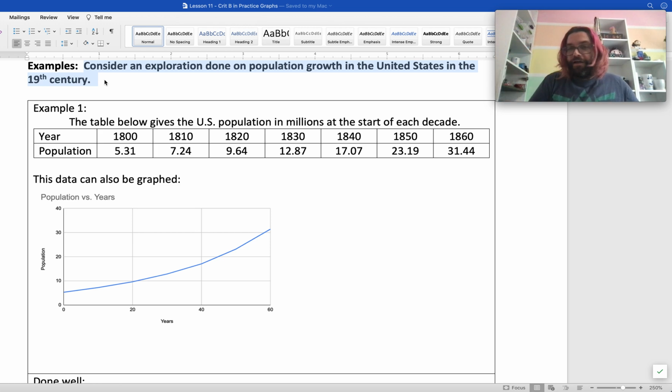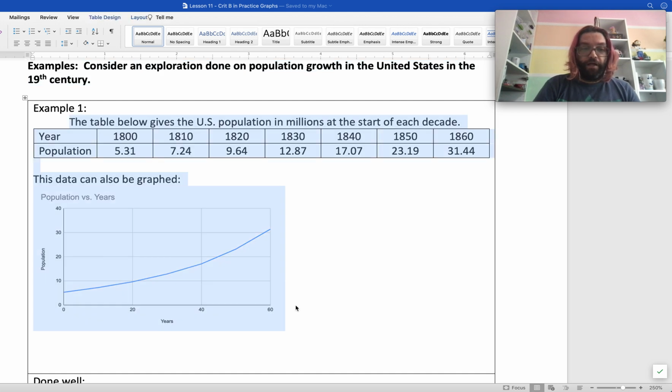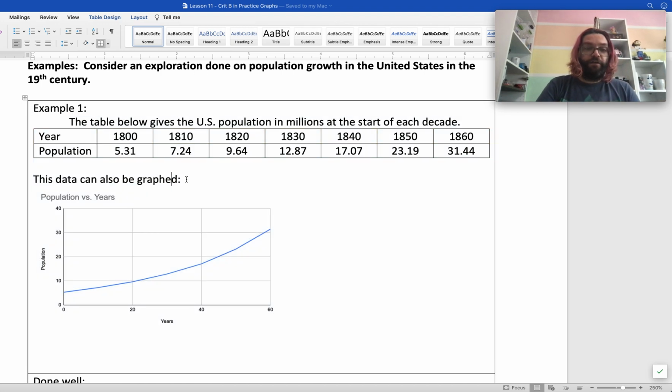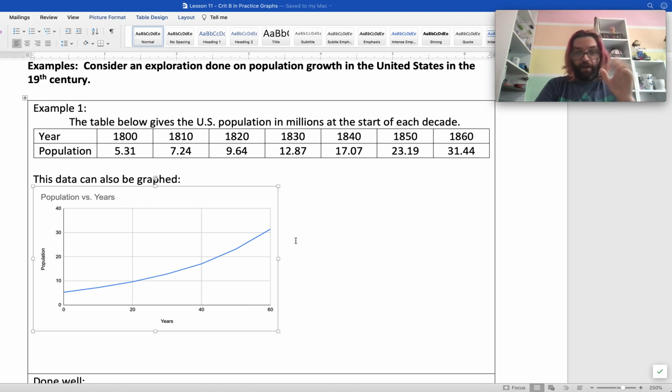Not what I'd want to write an IA about, but it's the data that I found. So here's what we got, right? So suppose that this was in your IA, or a student included this in their IA. They said the table below gives the US population in millions at the start of each decade. And then there's a little table there that gives the year and the population. And then they said the data can also be graphed. And then there's this graph here.